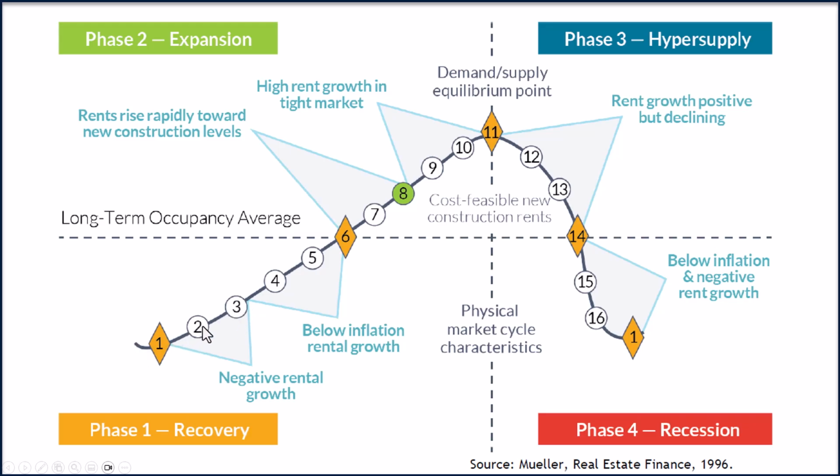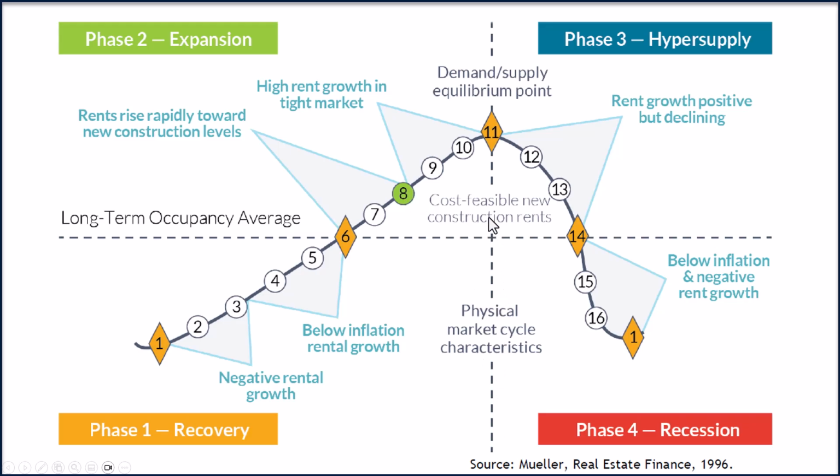And even though we have negative rent growth, as we call it in the multifamily space, as we put heads in beds and we increase the amount of occupancy, our NOI, I call that this vertical line. He doesn't really define the vertical line, but I call it the NOI line. So as your occupancy is increasing, your NOI is increasing until we get up to that long-term occupancy average. Now, we may still have some below inflation rent growth occurring, but we are starting to see rent growth. And as we exceed beyond the long-term occupancy average, we start to accelerate. So rents are starting to rise rapidly towards new construction levels, which is where we are here in point 8.